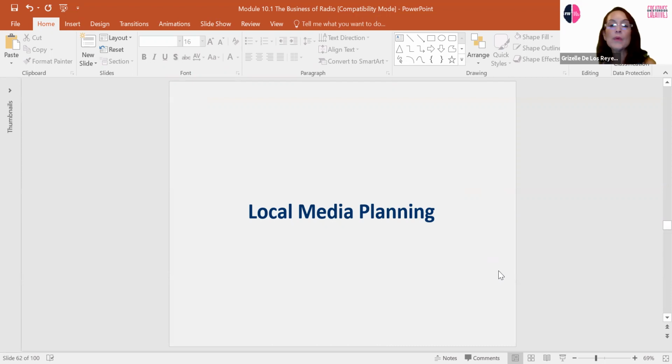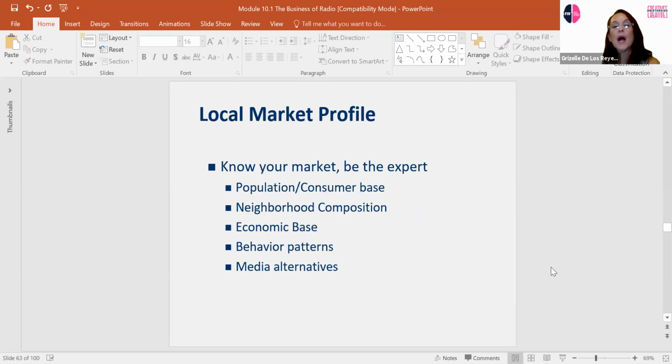Some of you may be dealing with national types of advertisers. Some of you may be working with agencies, or you may be the client and have a more local approach to media planning. Understand that when you're dealing with local markets, you have to be the market expert. So you have to know the population and the consumer base. You have to know the neighborhood composition socioeconomically, again, the economic base. You have to understand what the behavior patterns of that market are, and what the media alternatives look like in that particular market.